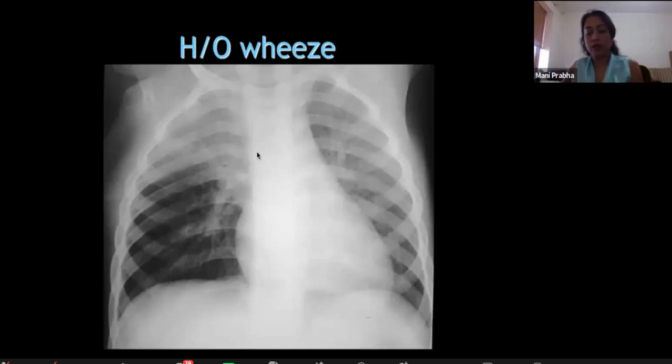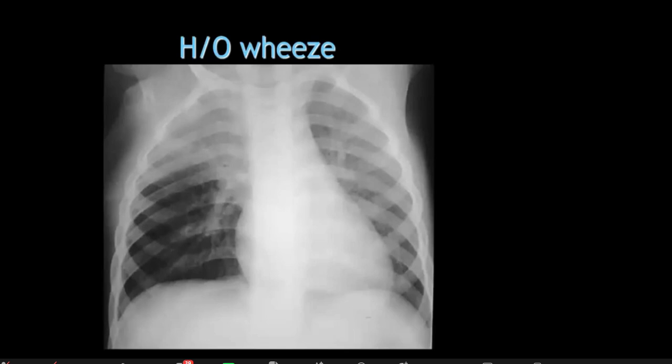Anything comes to your mind? Eosinophilic conditions, they do have asthma. Vasculitis, a form of vasculitis can cause this. And anything else?